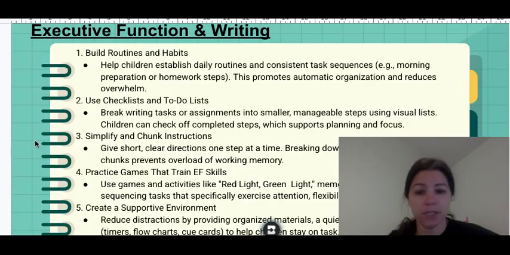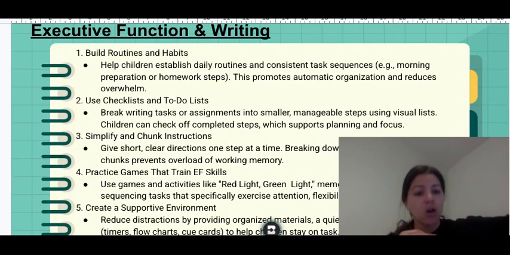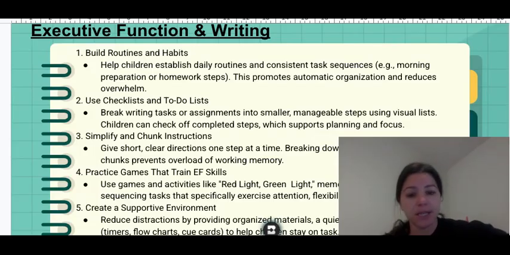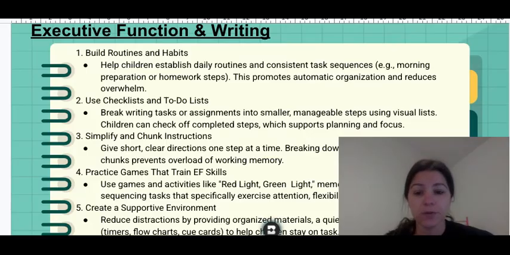So how do we support them with these skills? Well, we have to build routines and habits, right? We have to establish daily routines and consistent task sequences to promote organization and reduce overwhelm. Using checklists, to-do lists, breaking down writing tasks or assignments into smaller, manageable steps, using visual lists so that your students can physically check off when they complete a task. Simplify and chunk instructions. It may seem simple, but some students need you to break it down sentence by sentence, word by word, paragraph by paragraph. You have to figure out what works best for your students.